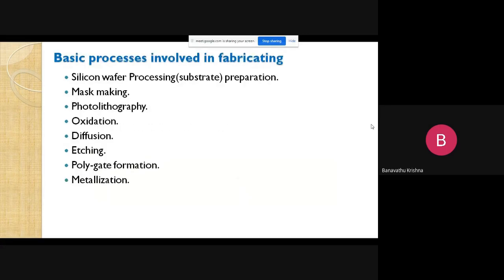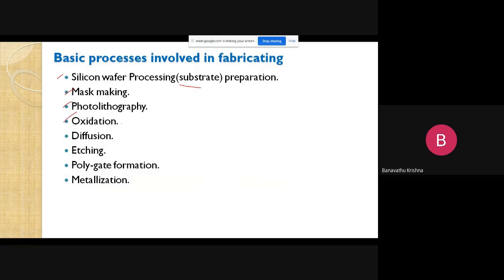So here are the basic processes involved in fabrication processing. In the first step, we need to consider one layer, nothing but a silicon wafer. We need to cut a single crystal of silicon layer, and here it is called the substrate. And then masking. In a particular CMOS structure, the layers and regions needed to make the connections are formed by using masking techniques. And photolithography to cover the entire surface to the required thickness.